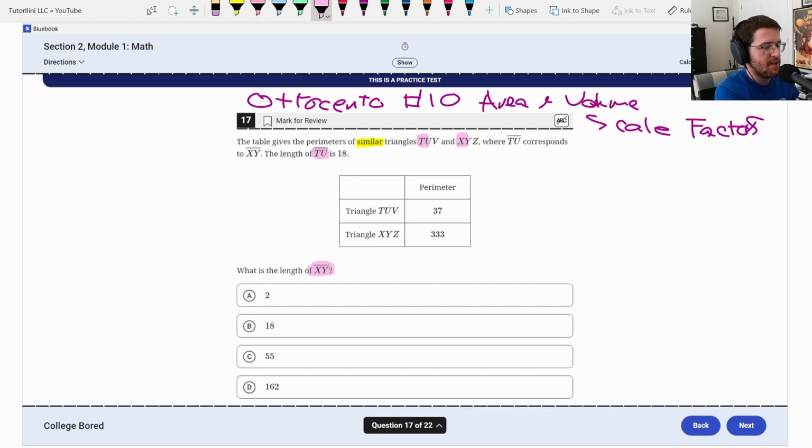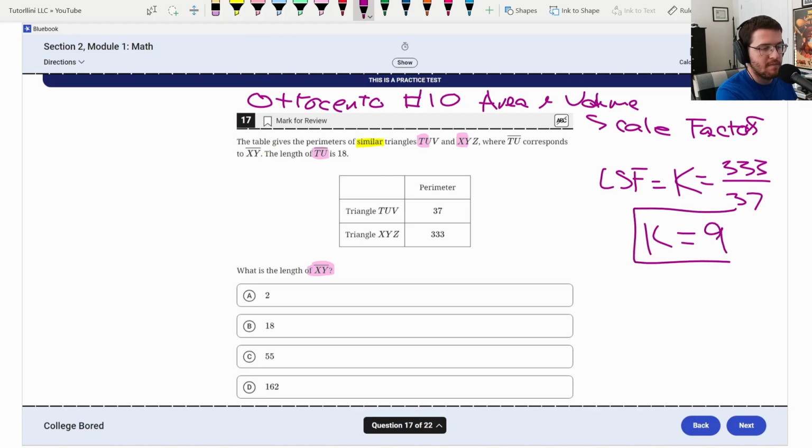So I can quickly figure out the linear scale factor, which I call capital K in my video, by using the perimeters, because perimeters are linear measurements. And I personally like to think about it as big over small. That way, if it comes out to a nice whole number, the math will work out nicely. So 333/37, big over small. Okay, I get a length scale factor, linear scale factor of 9.